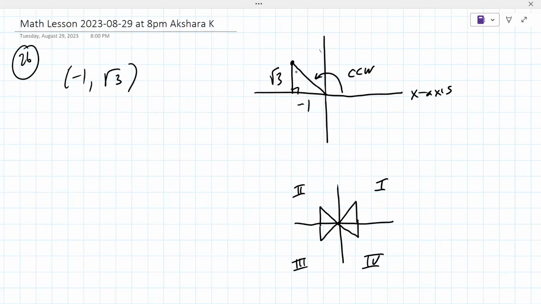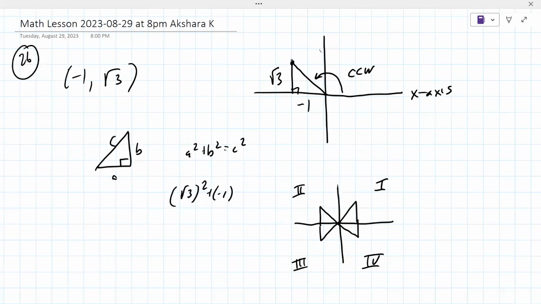So to calculate the hypotenuse of any right triangle, that's where you're using your a squared plus b squared equals c squared, and you're solving for c in this case. Could you help me out with that? Square root of 3 squared plus -1 squared equals c squared. What would the value of c be? 2. Okay.